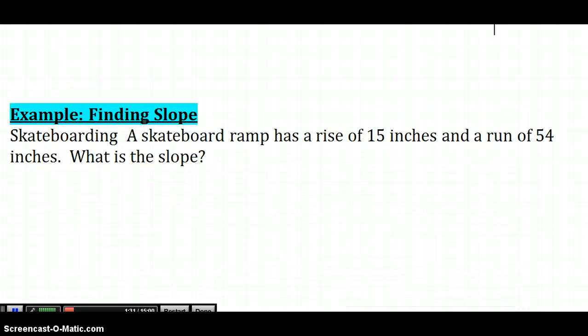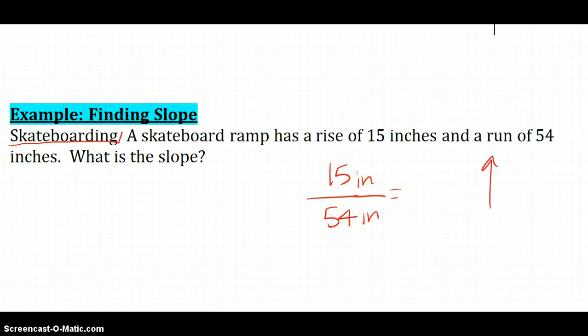So if we're just doing a simple problem where we want to find the slope, we're talking about skateboarding, and a skateboard ramp has a rise of 15 inches and a run of 54 inches. What is the slope? Remember that rate of change is rise over run. In this problem they give you the rise and the run. They say the rise is 15, that's the vertical change. That's how far it went up, over the run, which is 54. Rate of change is always in simplest terms, so we're going to reduce this. We can take a 3 out of both of these and we'll get 5 over 18, and this is inches.